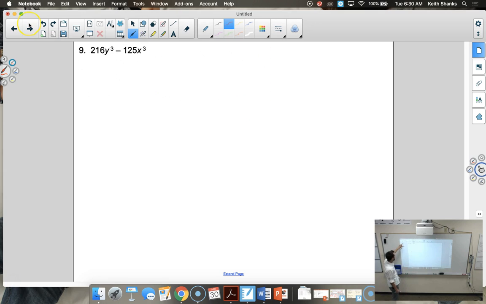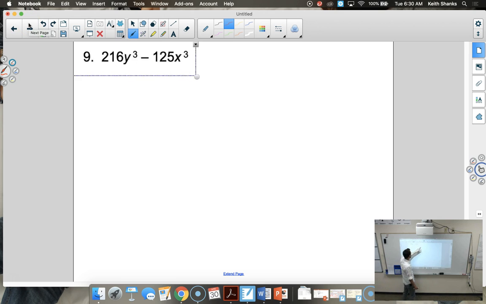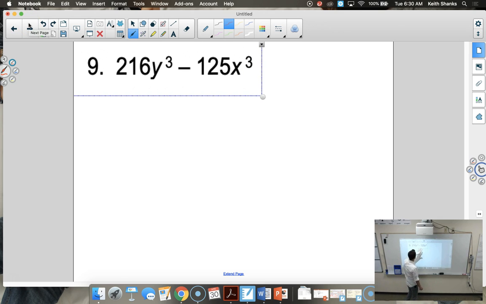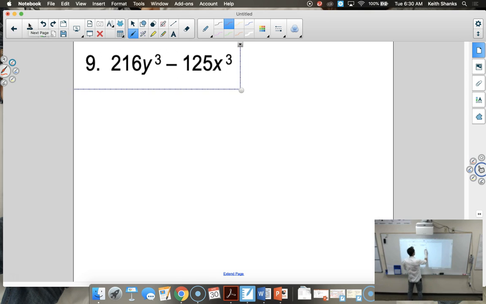All right, next problem. This one here, again, is a special case. When you see this, what you want to recognize is the difference of perfect cubes, which is what these are. This is a perfect cube, this is a perfect cube, 5 times 5 times 5, and I believe the other one is 6 times 6 times 6.